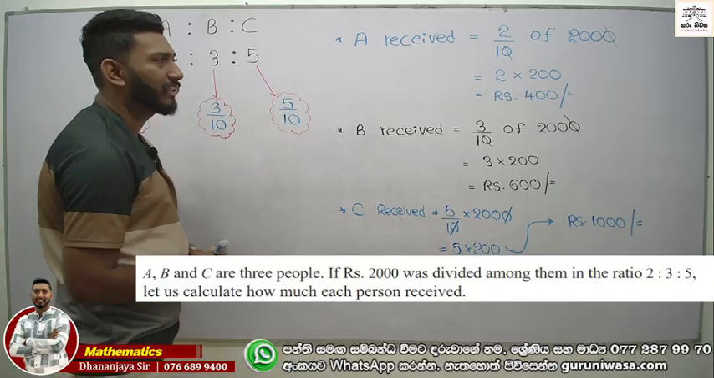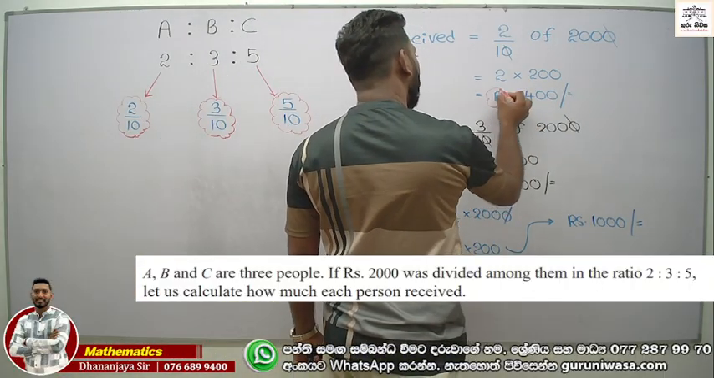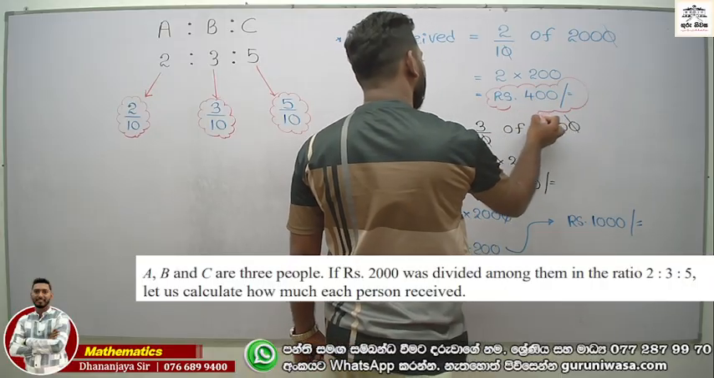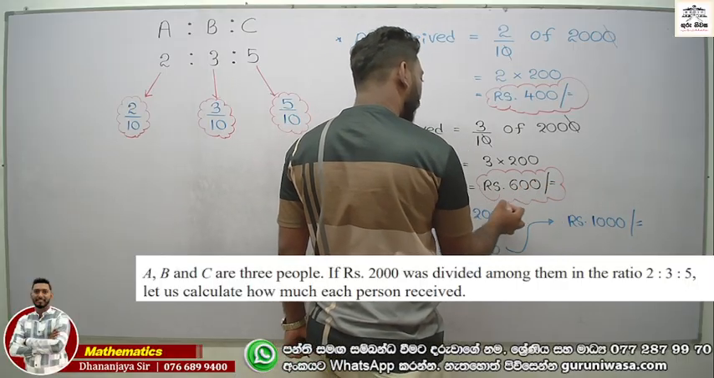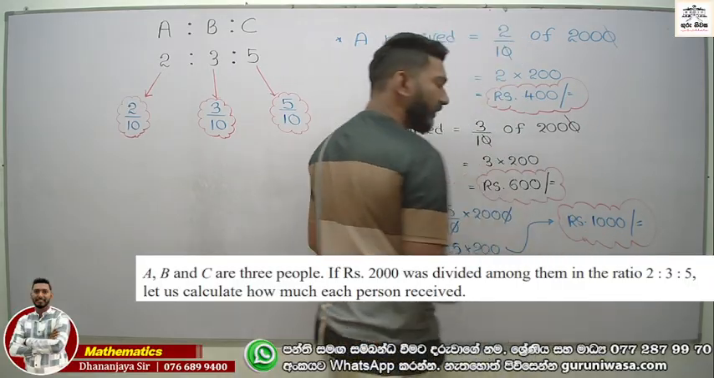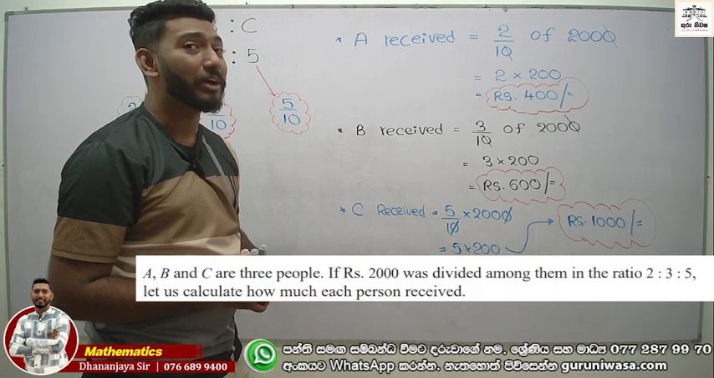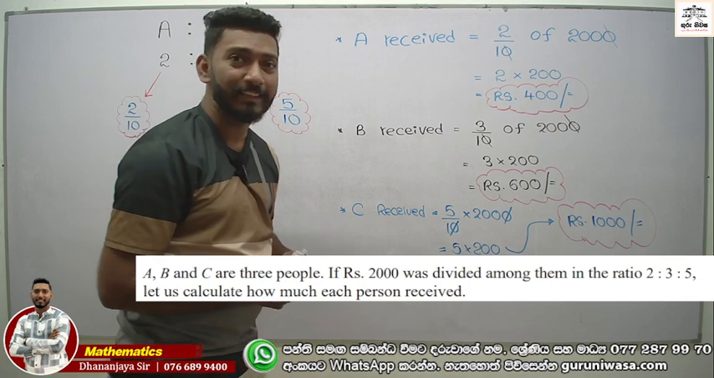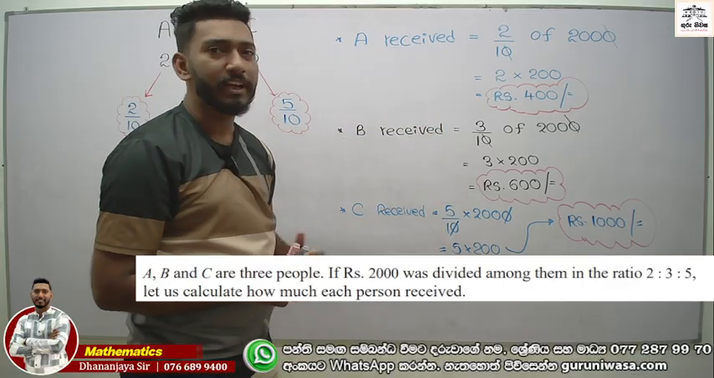Right? Now look at the sum of these ones. Let's look at the sum. 400 plus 600 plus 1000. What is the sum of these three things? It should be 2000. Right, they shared 2000 rupees. Therefore the sum of these three things should be 2000.